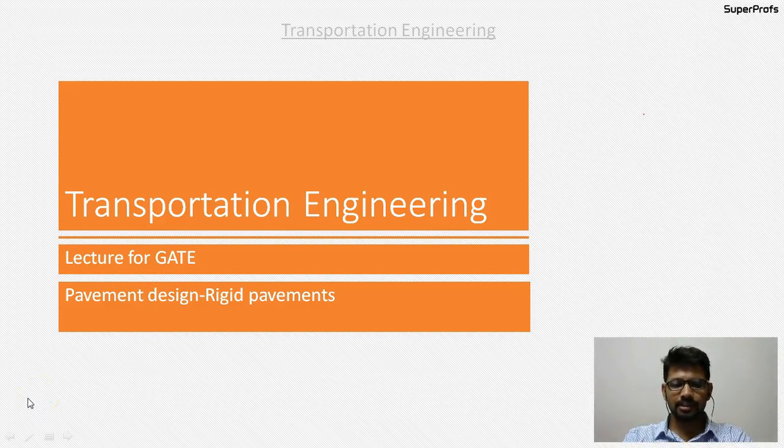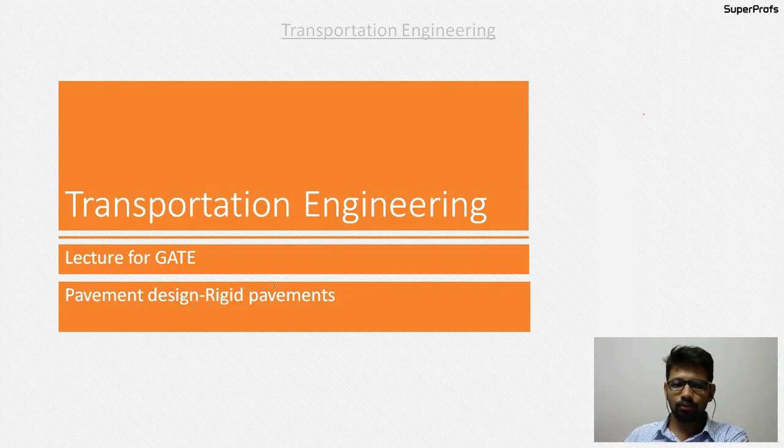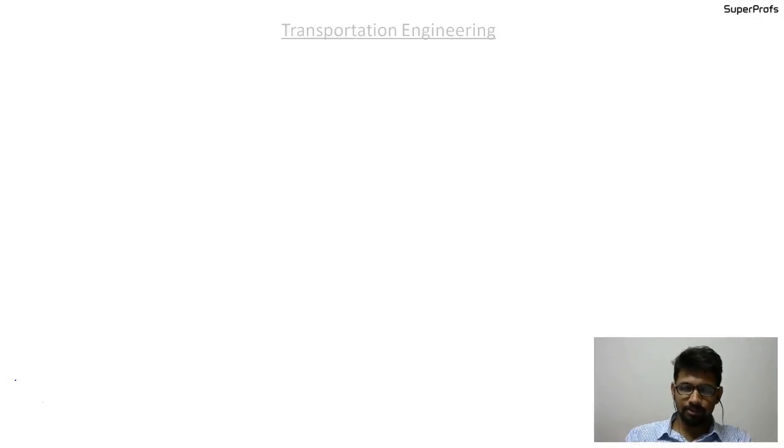In this lecture, we will be discussing the next chapter, that is the design of rigid pavements. In the previous chapter, we covered design of flexible pavements, and we also completed numericals based on it. Now we will be moving on to the design of rigid pavements. This is the last chapter as far as highways are concerned. After this chapter, we will be moving on to airport engineering and railway engineering. So let us start with rigid pavements.